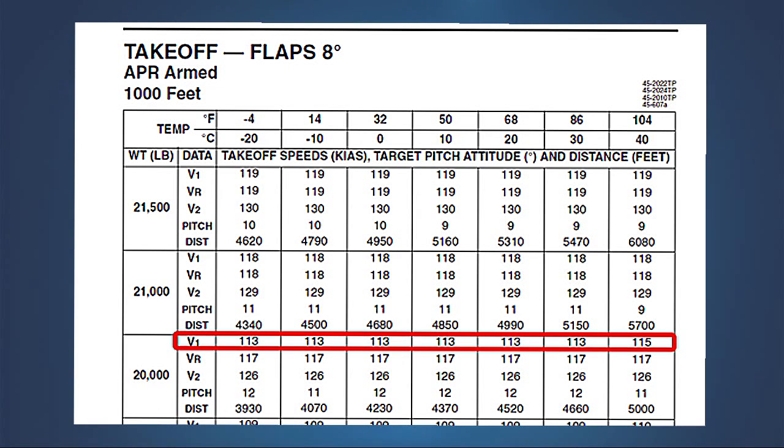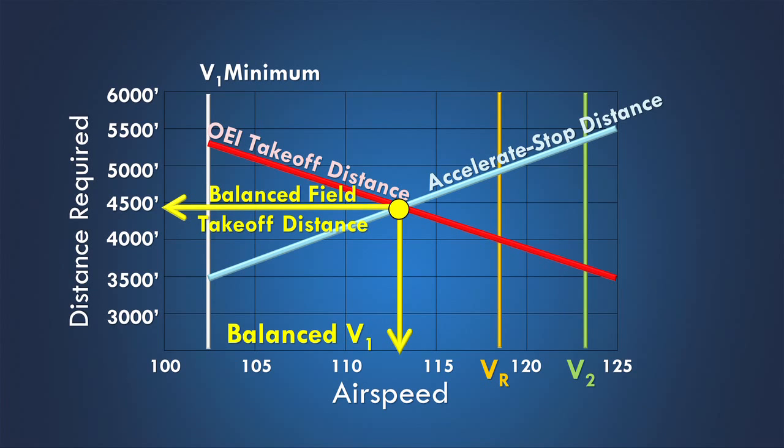The minimum field length required for takeoff is usually based on the balanced field concept, which is a condition where the selected takeoff V1 speed results in accelerate stop distance being equal to the one engine inoperative takeoff distance.